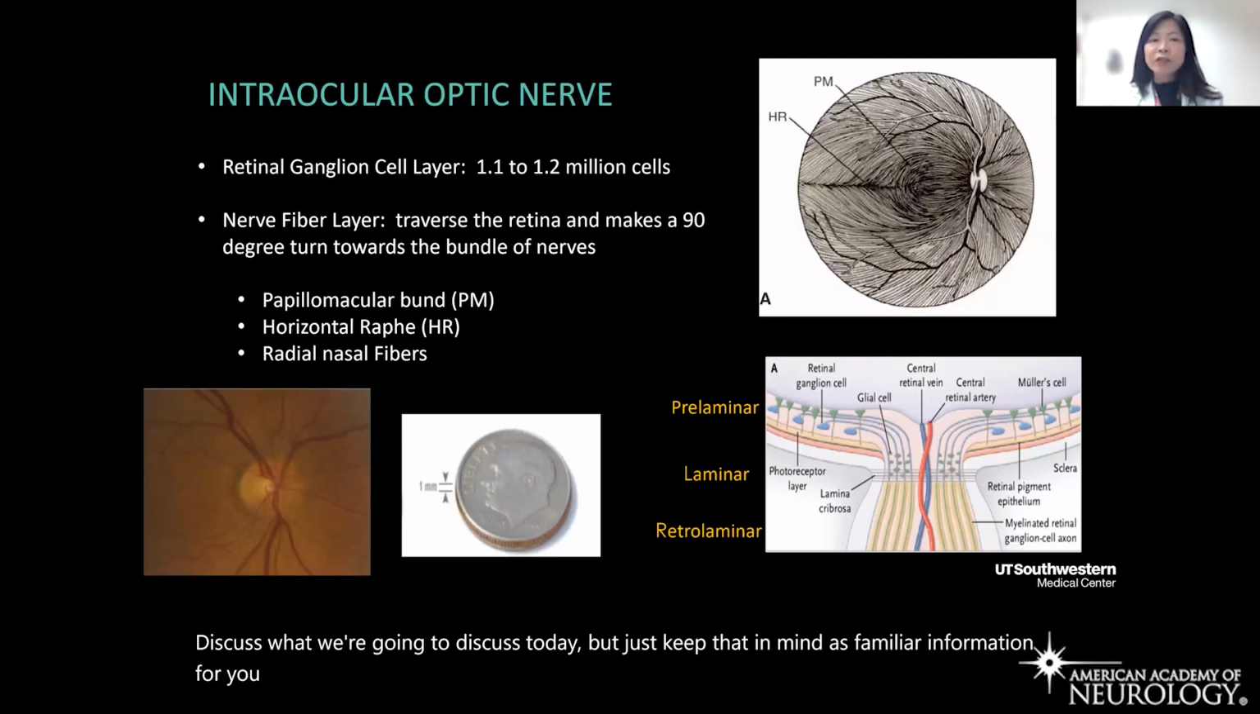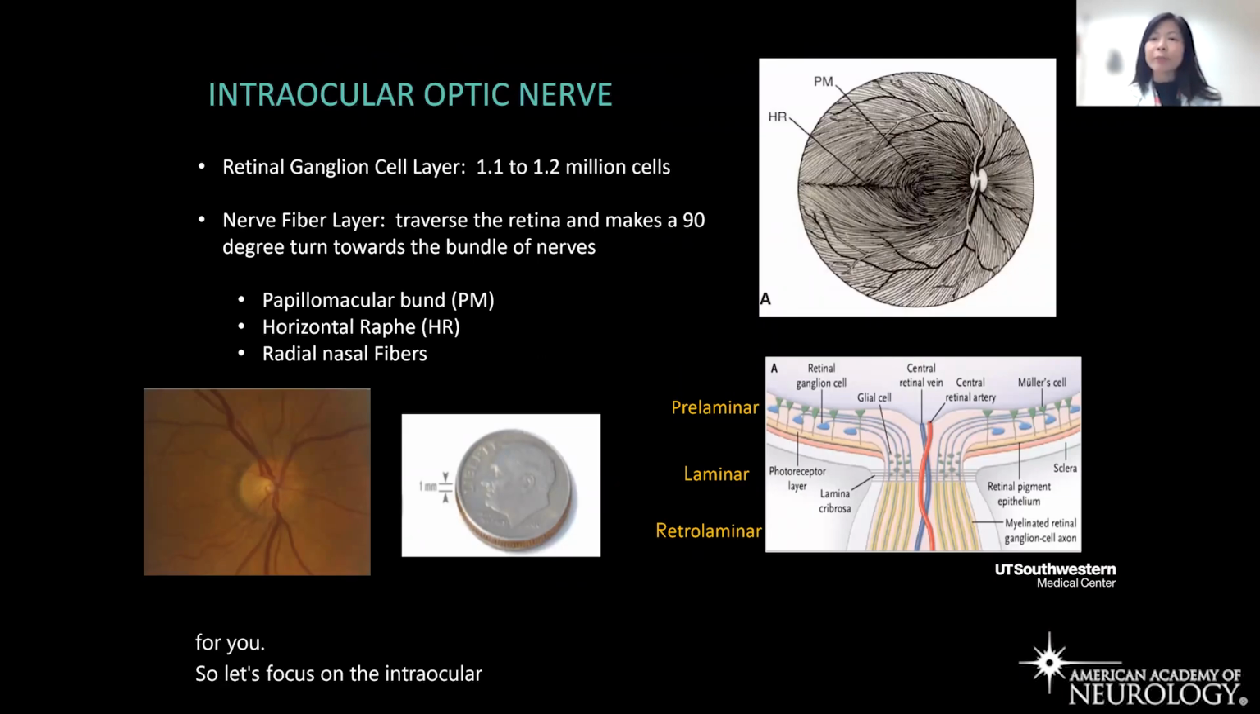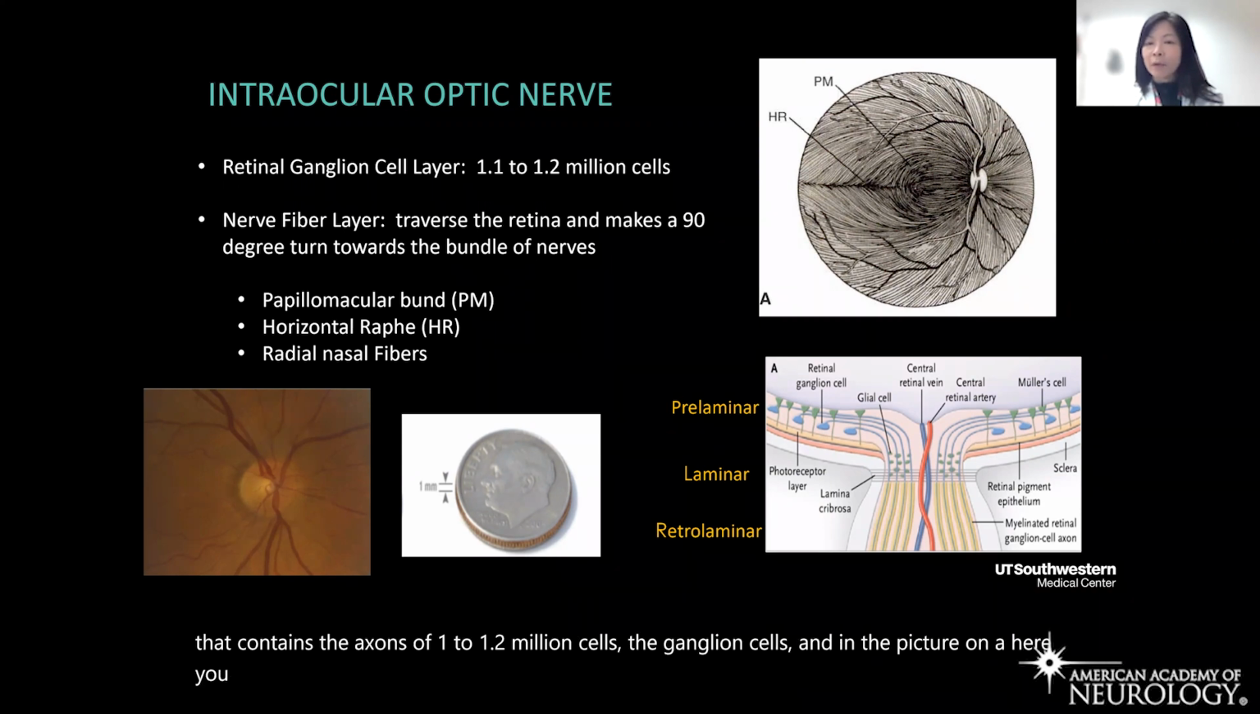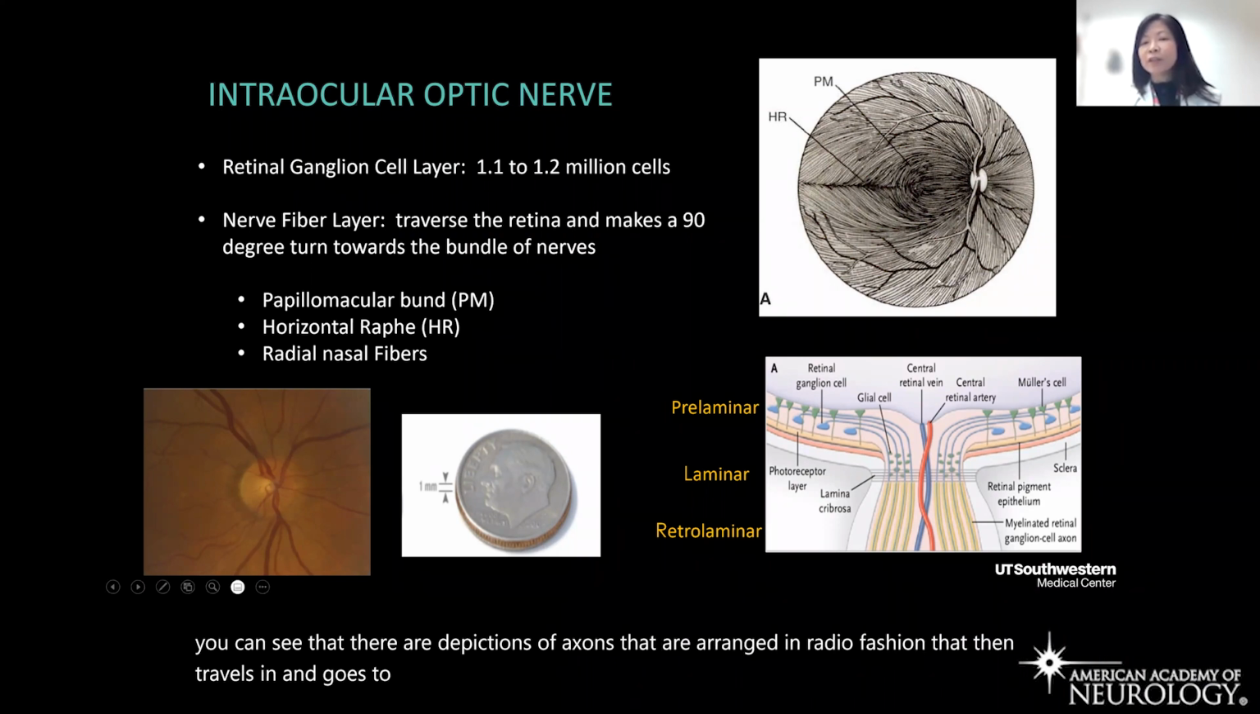So let's focus on the intraocular optic nerve. That's the part that we actually examine the most. Again, that contains the axons of 1 to 1.2 million cells, the ganglion cells. And in the picture on A here, you can see depictions of axons that are arranged in a radial fashion that then travel in and go towards the optic nerve. And all those are coming from ganglion cells.